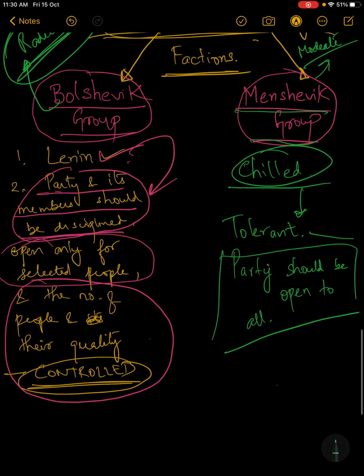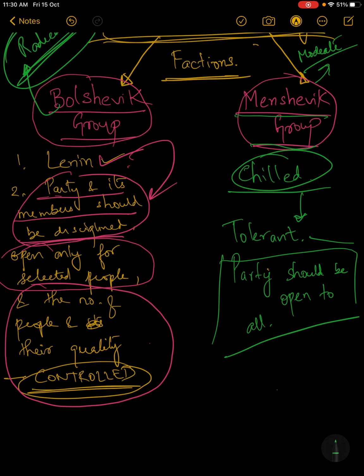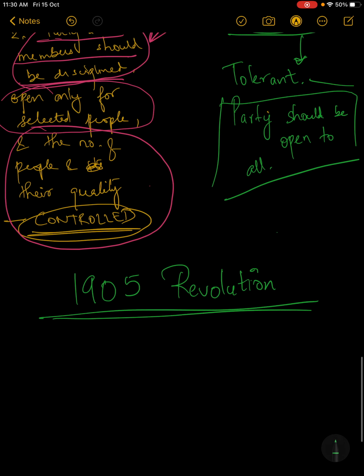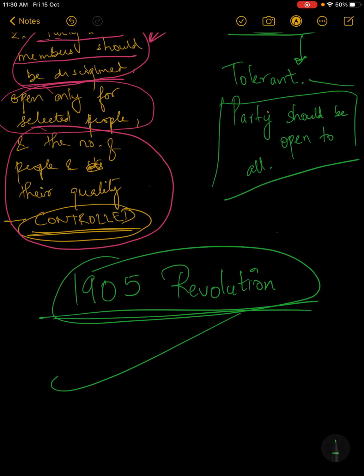So this is where we are going to end our discussion for today. In the next session, we are going to be doing a little peekaboo at the 1905 revolution, and here is where we officially enter the phase of the revolution itself, right?